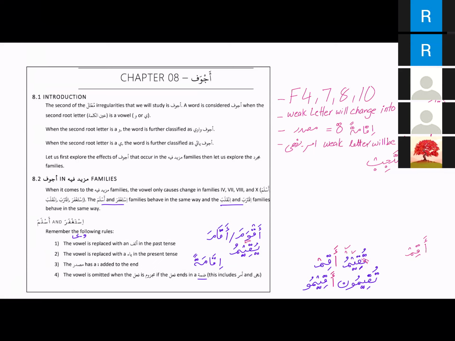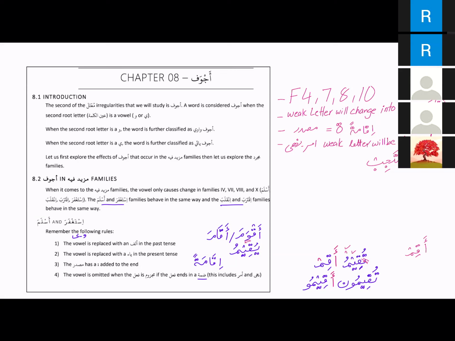But this irregularity is not a big problem because the problem is only going to happen in family 4 if we are looking at Mazid Fihi: family 4, 7, 8 and 10. The rest is going to conjugate regularly. And what is going to happen in this Ajwaf Bab is that the weak letter will change into either Alif or Ya.